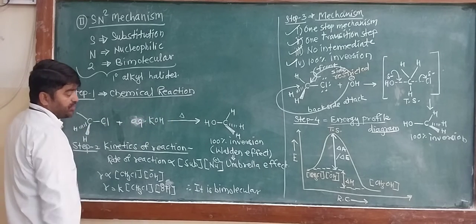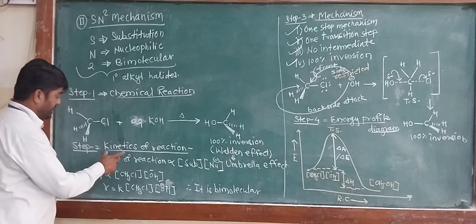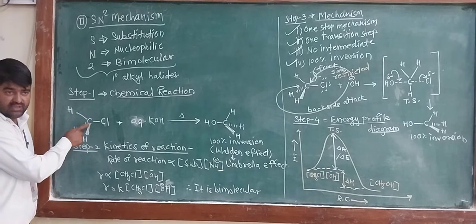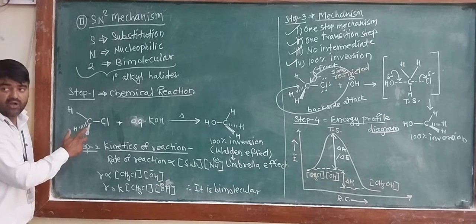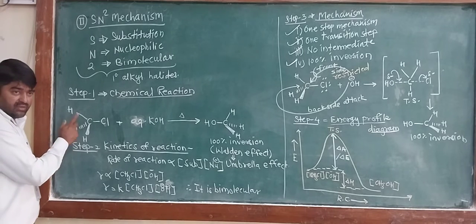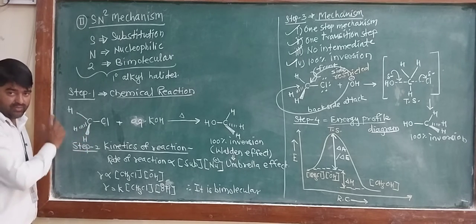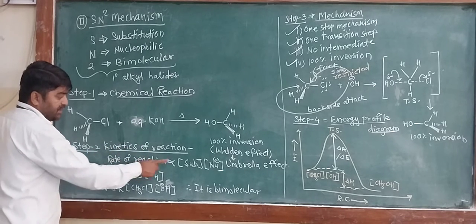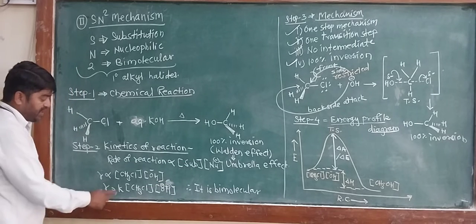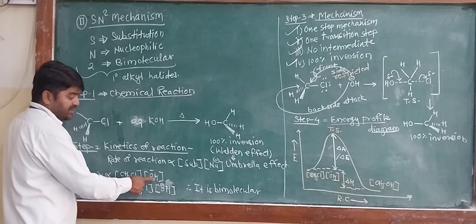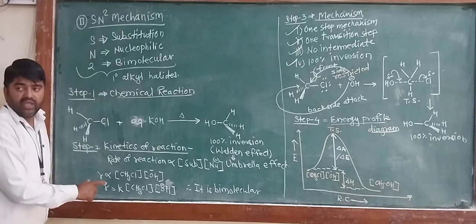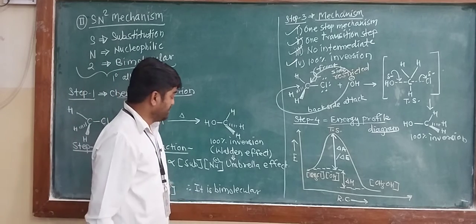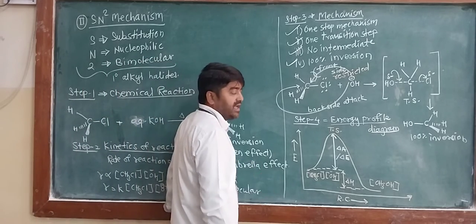Right, it is converted into the product with 100% inversion of configuration. The continuous line shows the part of the molecule which is in the same plane. Wedge line shows the part of molecule towards you, and hydrogen which is on the dotted line is backside of the plane. Then the second point is the kinetics of reaction. Rate of reaction depends upon the concentration of substrate and the nucleophile. Your substrate is methyl chloride and OH minus ion. So rate of reaction depends upon 2 species. Therefore, it is called a bimolecular mechanism. The molecularity of the reaction is 2.